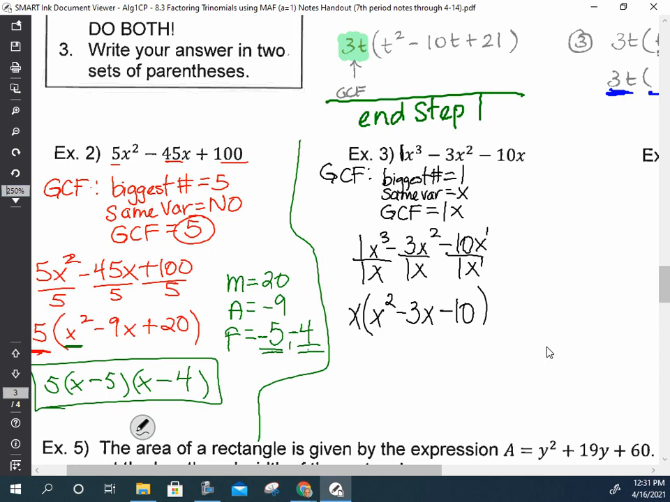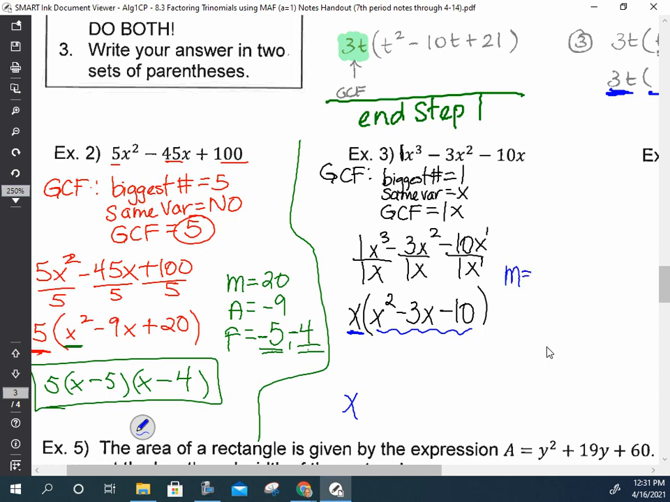So that's greatest common factor. Sometimes your greatest common factor will be a number. Sometimes it will be a variable. Sometimes it will be a combination of both. So the x is done. So it's automatically a part of the final answer. Now we worry about the parentheses.